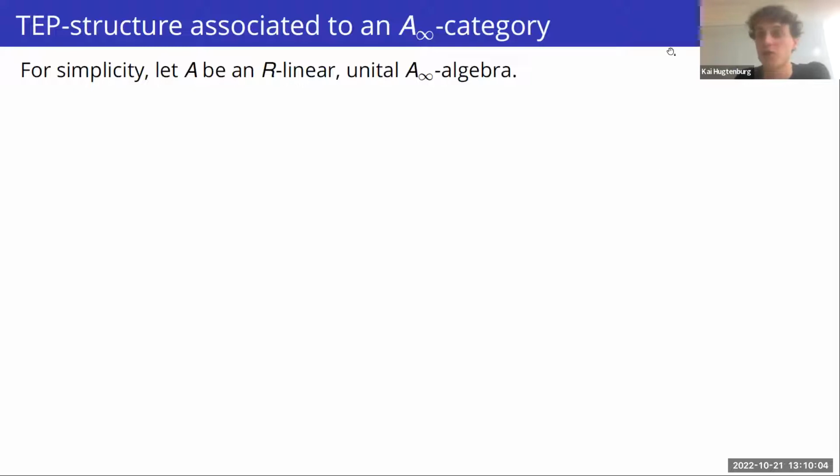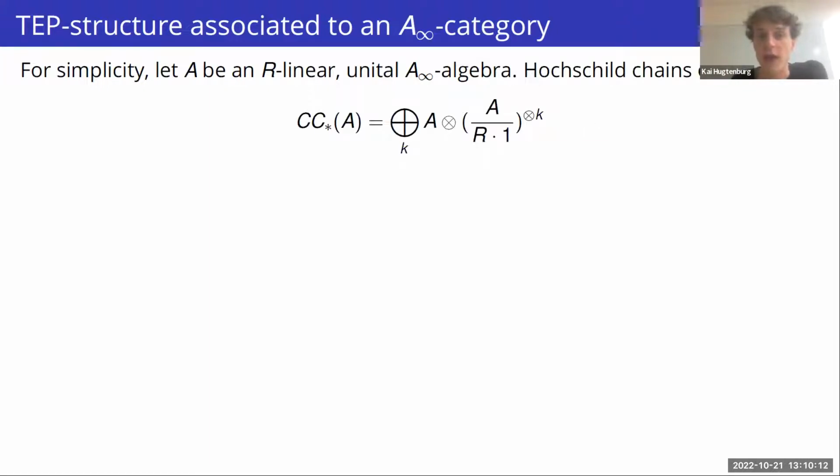So now the thing is to associate the type structure to any A infinity category. And for simplicity, I will just be talking about any A infinity algebra, which is unital, instead of a category, just that makes the notation a lot easier. But you can do this definition more generally. So first, we need to talk about the Hochschild chains on this A infinity algebra A. So what are these? These are just a direct sum over all k of A tensor A modulo the unit.